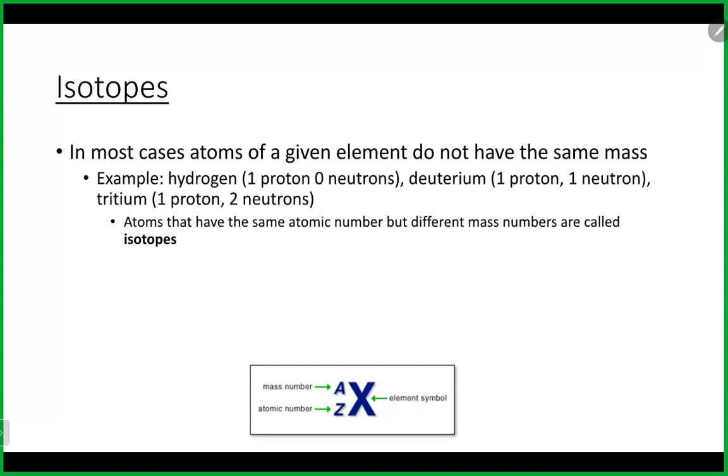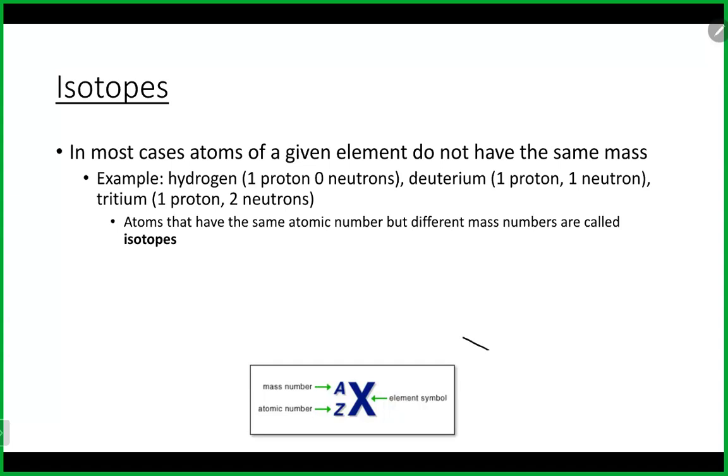Now, every single element will have protons, electrons, and neutrons. The only element that does not have neutrons is hydrogen. Hydrogen is weird and unique in a lot of ways. Hydrogen only has an electron. It does not have a neutron. Everybody else will have all three, but hydrogen only has those two, protons and electrons.